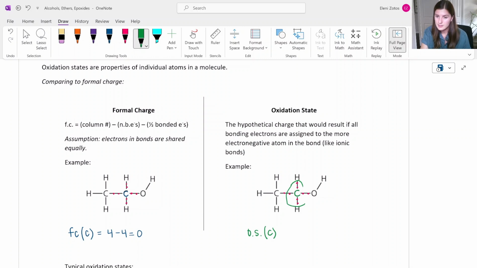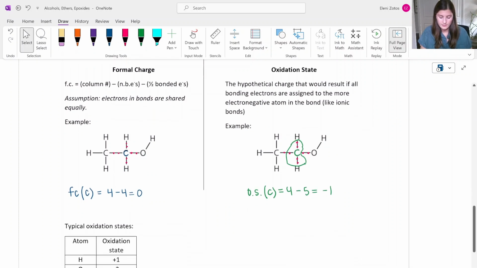Oxygen is more electronegative than carbon, so we say oxygen owns both of those electrons in the bond between oxygen and carbon. So for the oxidation state of carbon, we start with the column number, 4, and then we subtract the owned electrons, which in this case is 5. So carbon, in this bonding pattern, has an oxidation state of -1. So the formal charge and oxidation state can be different. Oftentimes they are different.